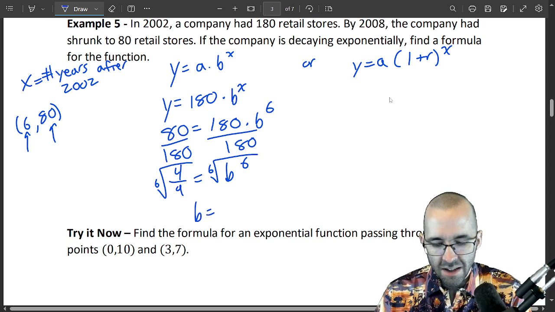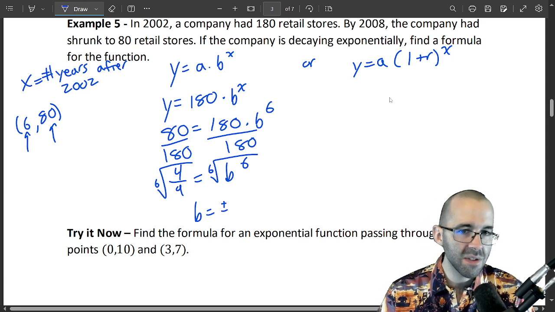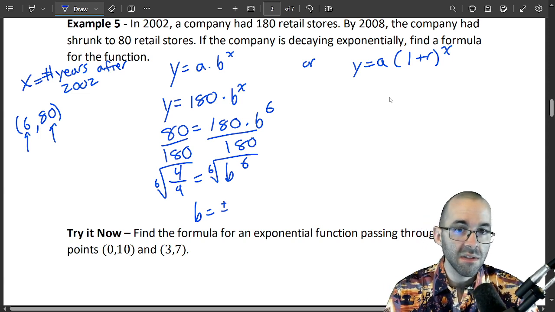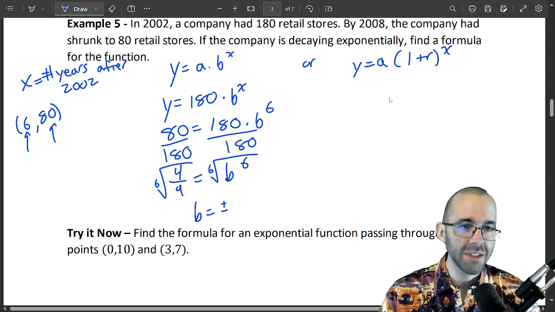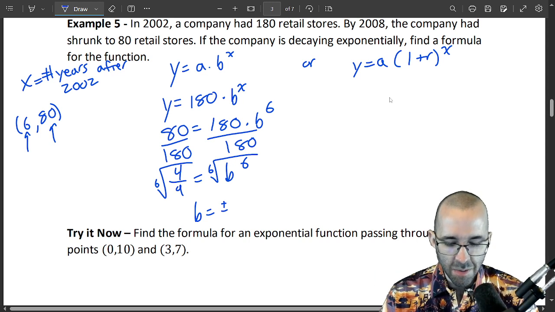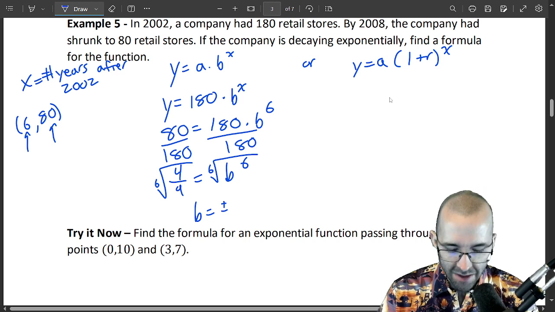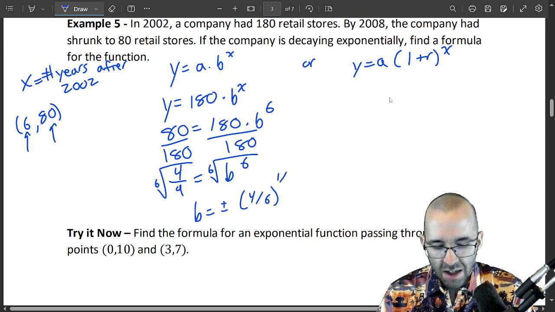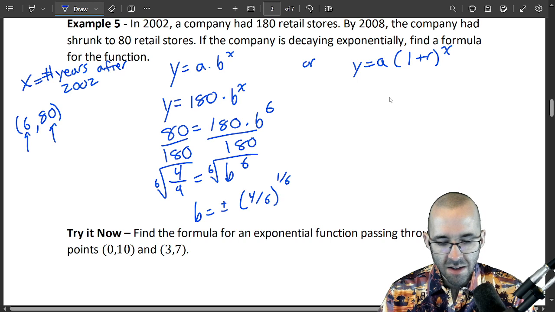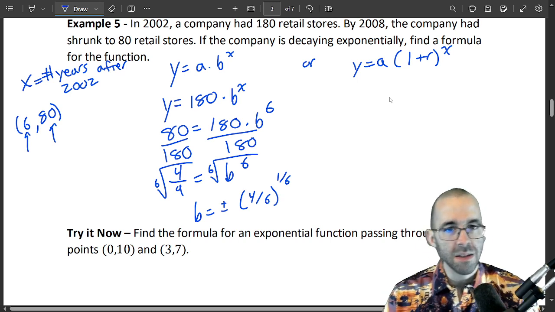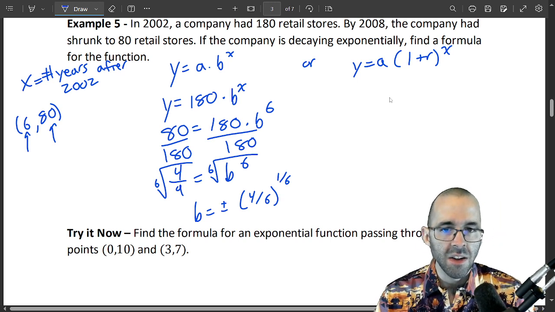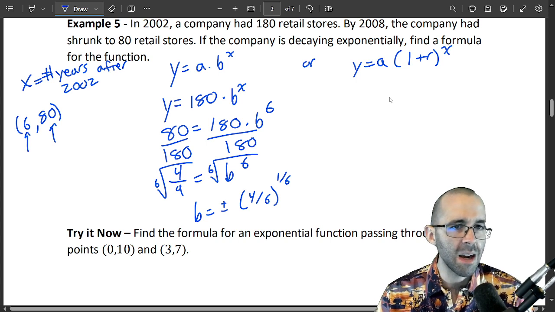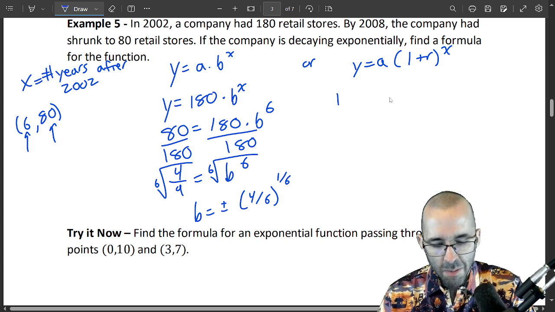So b, and technically we do need a plus or minus here. Just like if we square rooted both sides, if there's an even index of the root, 2, 4, 6, 8, we technically need a plus or minus, but we know we're only going to want a plus here. It'll be the 6th root of 4/9. That's the same thing as raising it to an exponent of 1/6. 6th root and exponent of 1/6 are the same. Your calculator may make one of these easier to type in than the other. Yeah, we only want the positive.